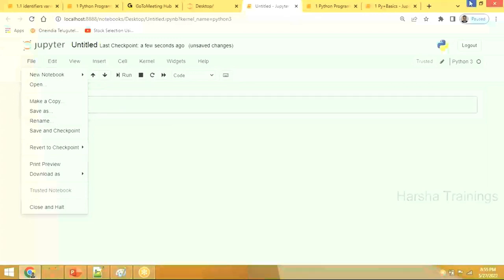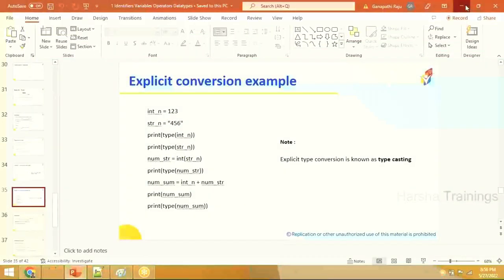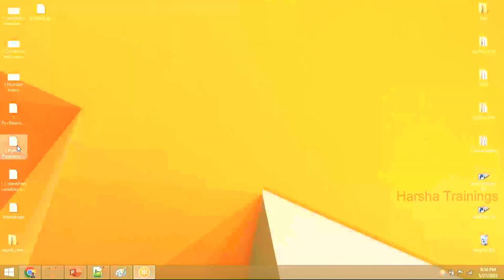Now today I am sending these three files. You have to practice the first one, Python basics only. You have to practice only this one: identifiers, variables, operators, and data types. Now, shall I send this one or shall I send these three?